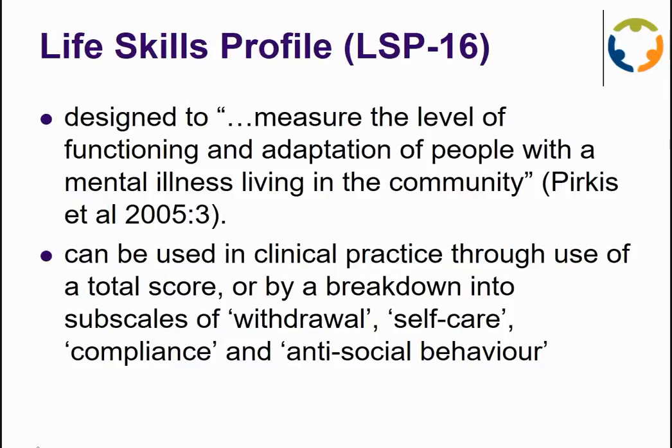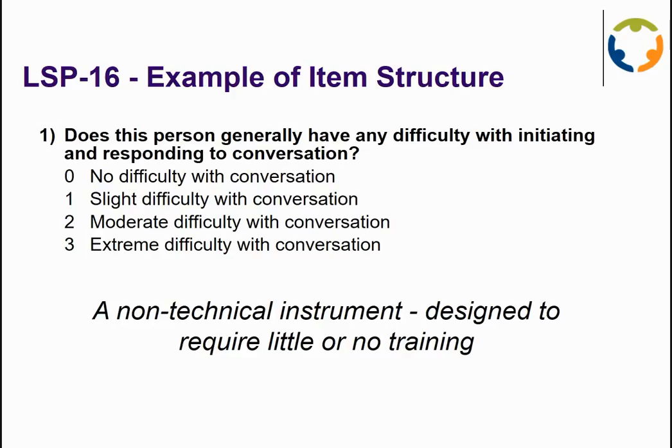This measure was originally developed to measure functioning. It does so with 16 items across 4 broad domains: withdrawal, self-care, compliance or adherence, and antisocial behaviour. It's a non-technical instrument designed to require little or no training. It's your impression of the person and your decision about whether or not they're having no difficulty, slight difficulty, moderate difficulty, or extreme difficulty with, for example, conversation.